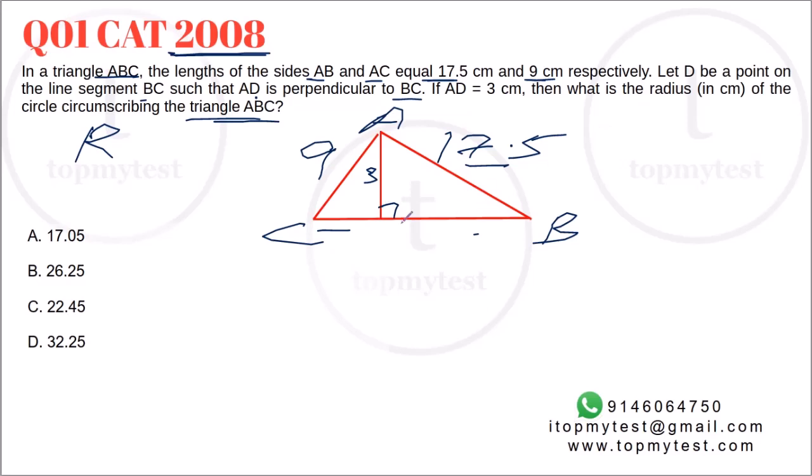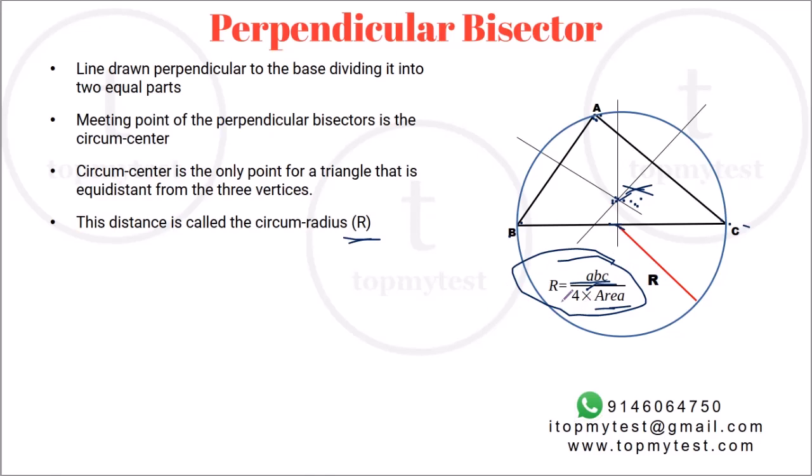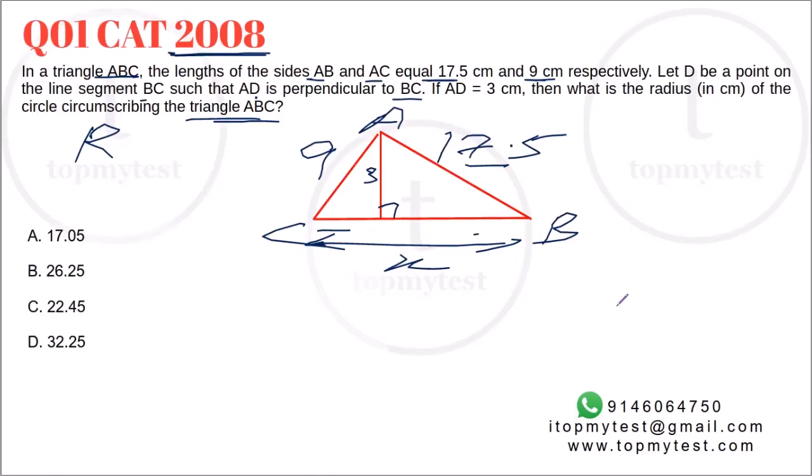So what do we need? We need the circumradius. Now, if I know this side, say, let's call this x, right? If you use the circumradius relationship, it is the product of the three sides divided by 4 times the area.